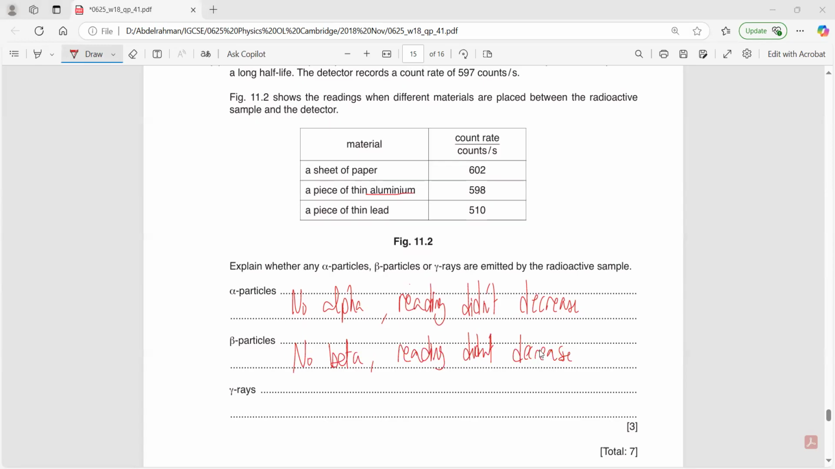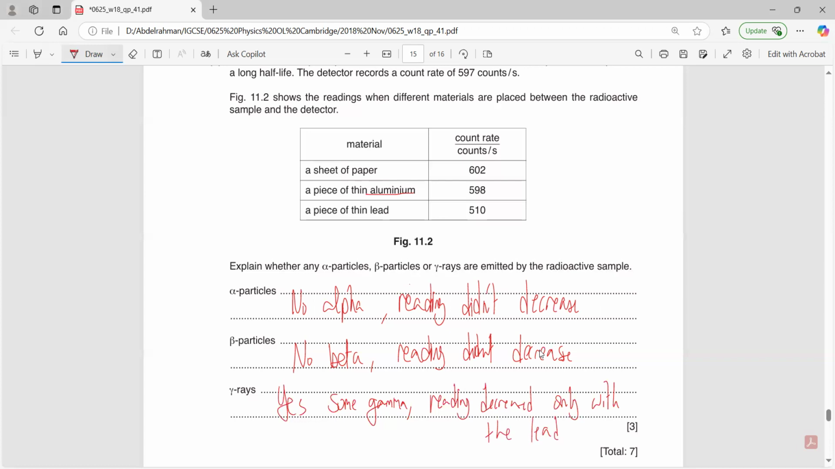Do you have any gamma? Yes, you do have some gamma. Why? Because the number decreased. Our reading decreased only with the lead.